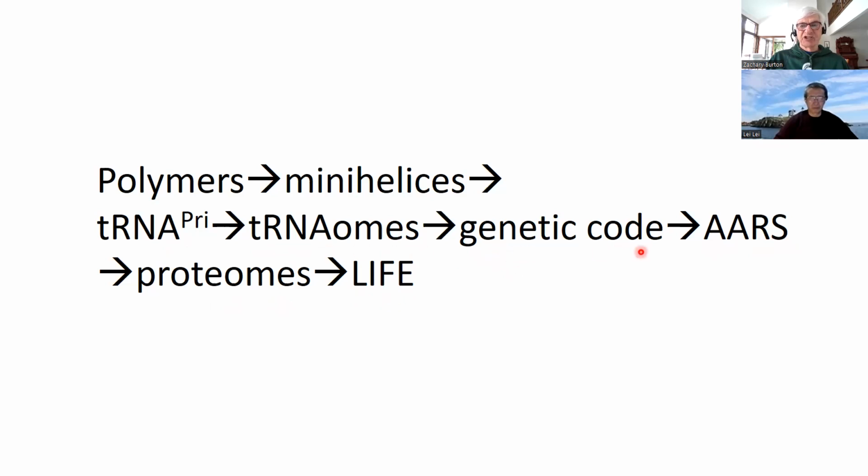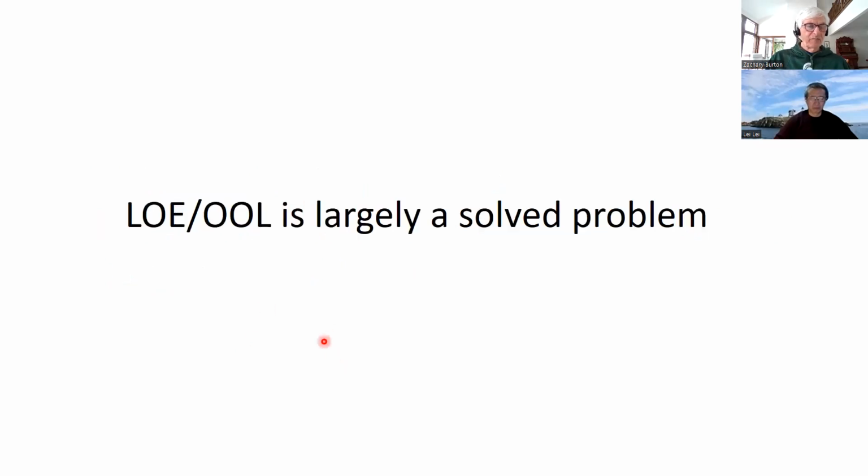But tRNAomes, the genetic code, aminoacyl tRNA synthetases, and proteomes, at least primitive proteomes, are all co-evolved before you get life. So we're talking about pre-life here. We're not really talking about living organisms. We're talking about chemical evolution. So from my point of view, life on Earth and origin of life is largely a solved problem, at least at the level of outline. Lots of details missing, but the outline is really very strong and it penetrates deeply into pre-life.